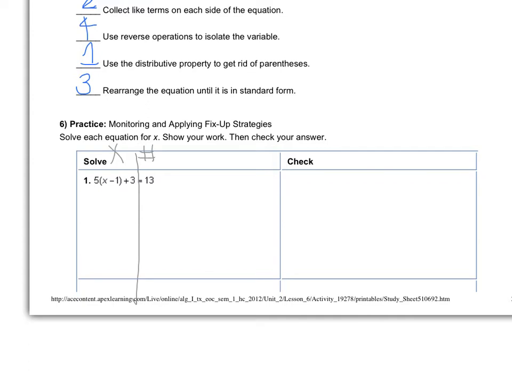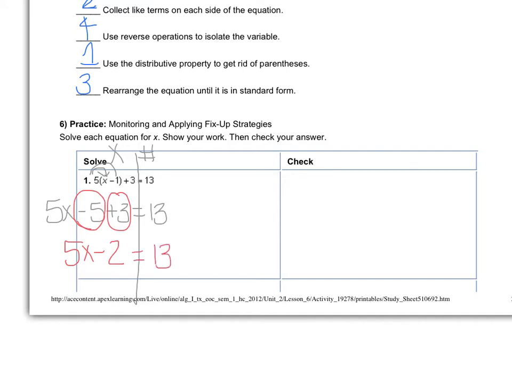We have to just have all these numbers and letters. So we need to distribute. 5 times x is 5x. 5 times negative 1 is negative 5, plus 3 equals 13. So I'm looking for what I can combine together. I don't have anything else with x's, but I have a negative 5 and a positive 3 on the same side. So I can do negative 5 plus 3, which is negative 2. So I end up with 5 times x minus 2 equals 13.